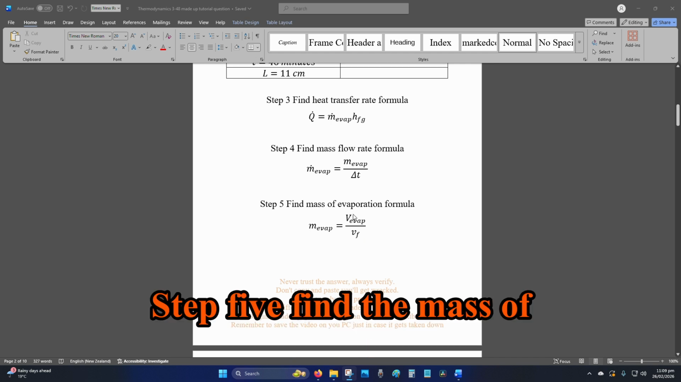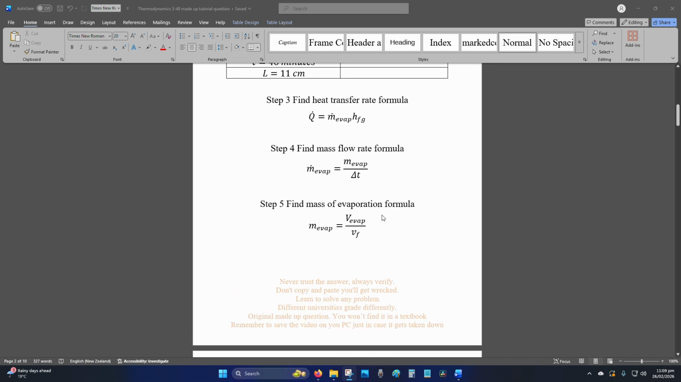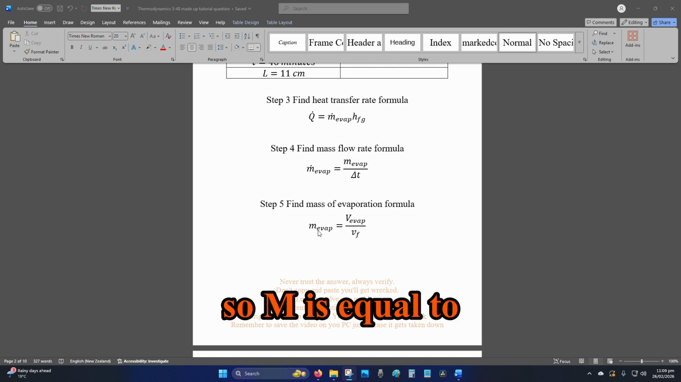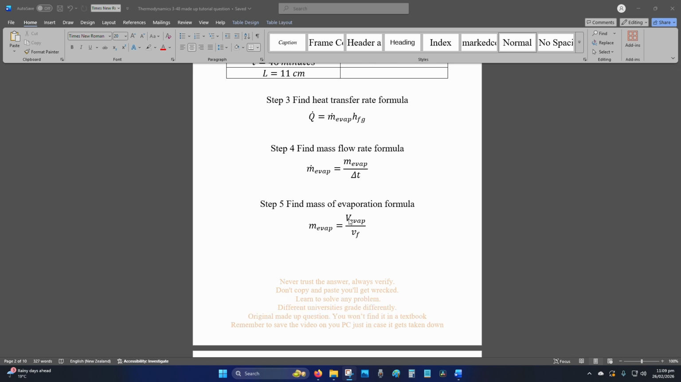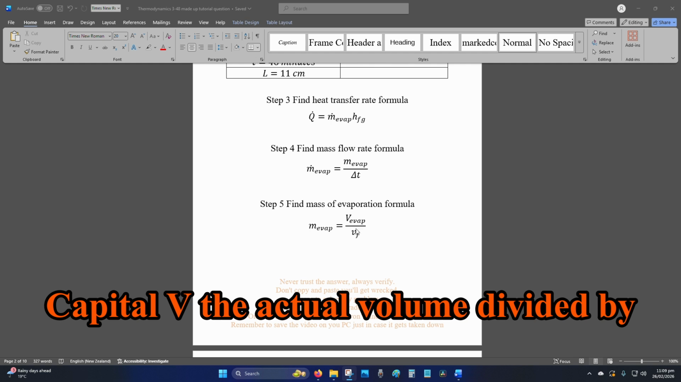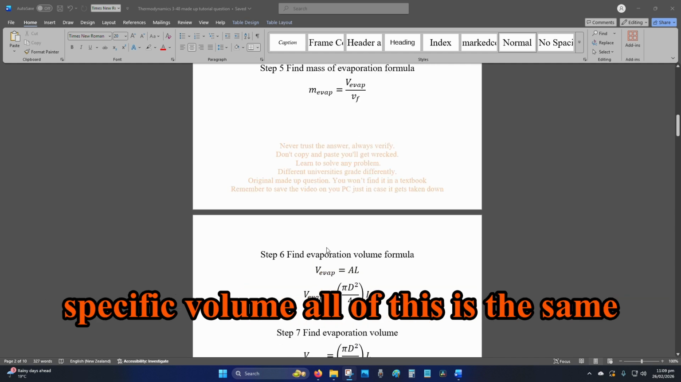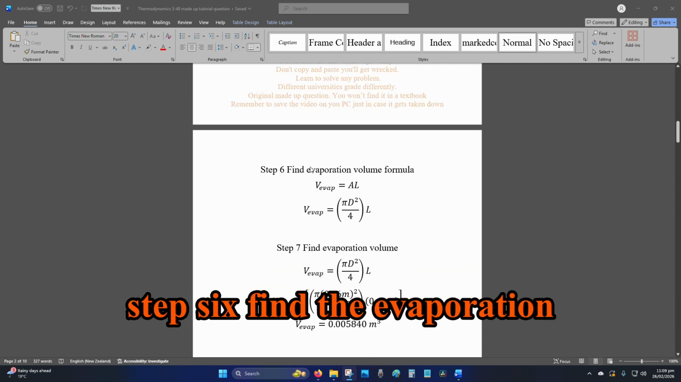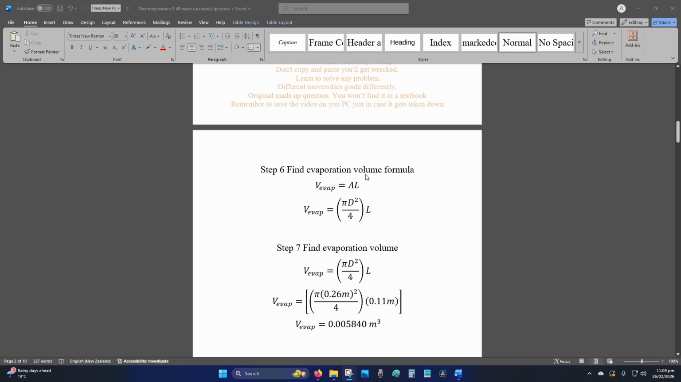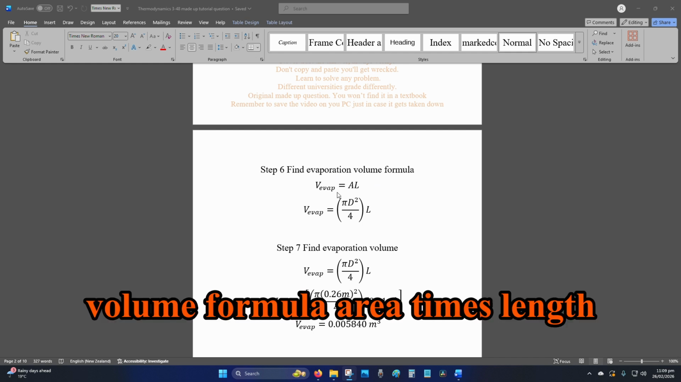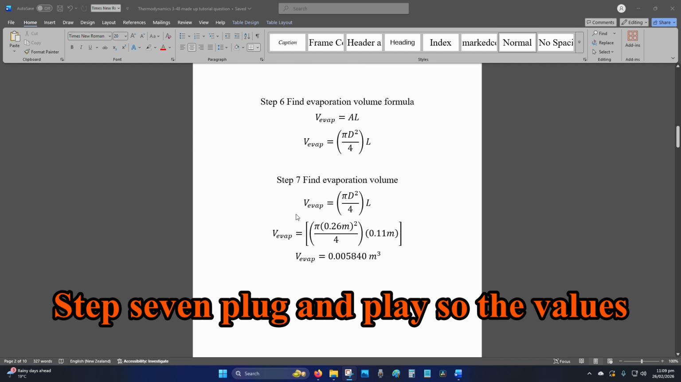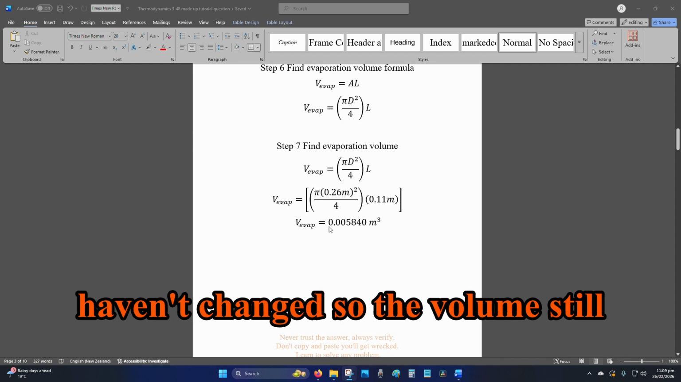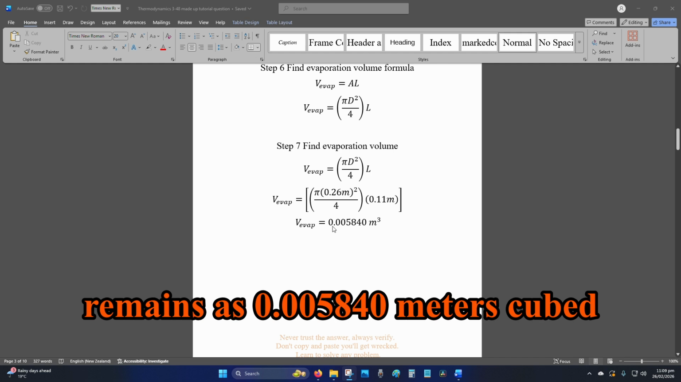Step 5, find the mass of evaporation formula. So M is equal to capital V, the actual volume, divided by specific volume. All of this is the same. Step 6, find the evaporation volume formula, area times length. Step 7, plug and play. So the values haven't changed. So the volume still remains as 0.005840 meters cubed.